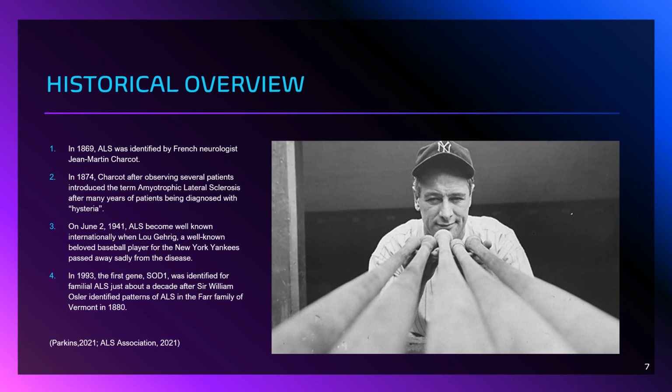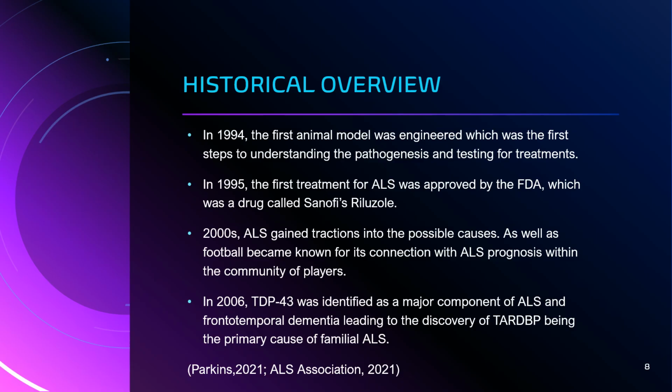So in 1993, the first gene, SOD1, was identified for familial ALS, just about a decade after Sir William Osler identified patterns of ALS in the Farr family, Vermont, in 1880. In 1994, the first animal model was engineered, which was the first step to understanding the pathogenesis and testing for treatments. In 1995, the first treatment for ALS was approved by the FDA, which was a drug called Sanofi's Riluzole.